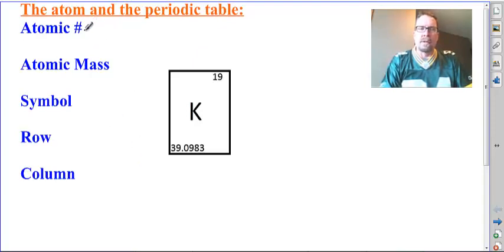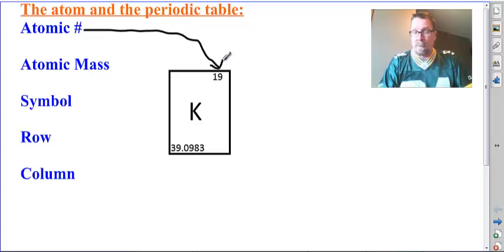I have here just one square, and they all read the same thing. Let's point out a few things. First of all, the atomic number. That is this whole number that you often find in the upper right-hand corner.